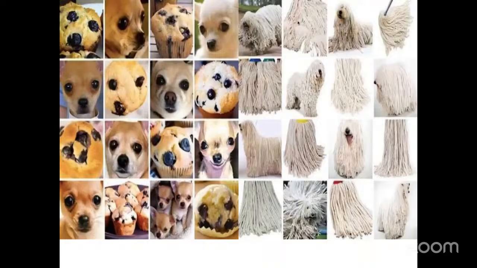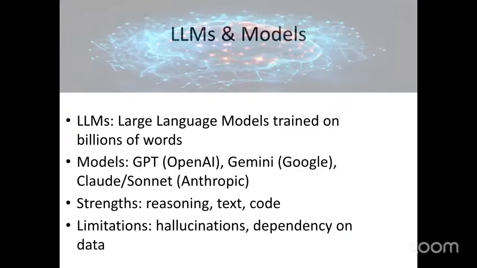The same example: this dog looks more like a mop. This is one dog, which we see running. This is also a dog. This is also a dog. But if you see this, it is a mop, yet the LLM gets confused whether it is a mop or a dog. These are the limitations of LLM models.